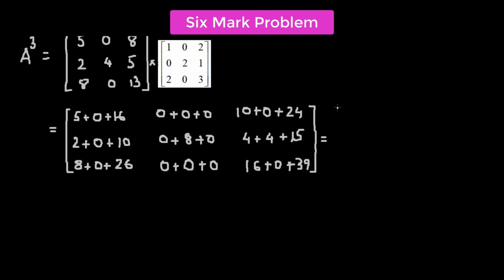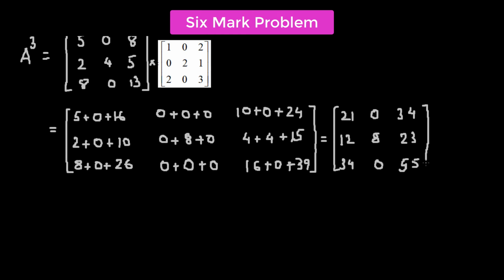So let's add those entries and this will give us 21, 0, 34, 12, 8, 23, 26, 34, 0, 5, 4. Yeah, this is 55. So now we have the value of A cubed as well.